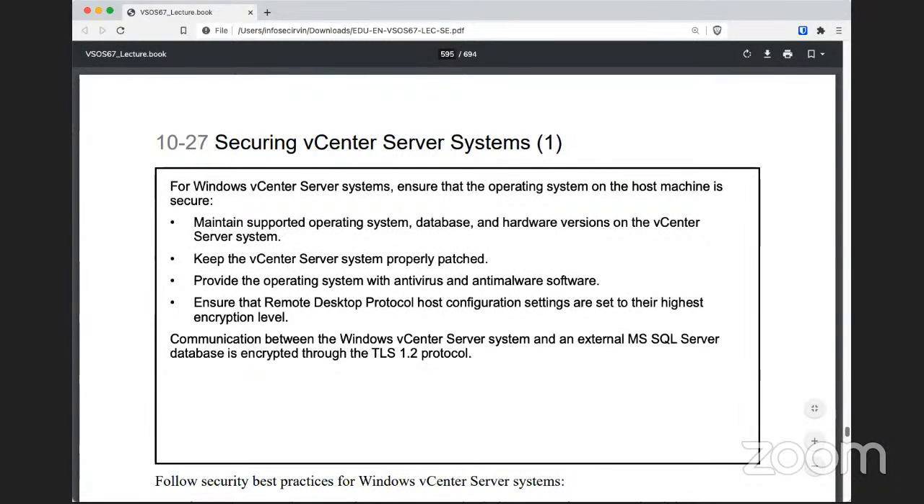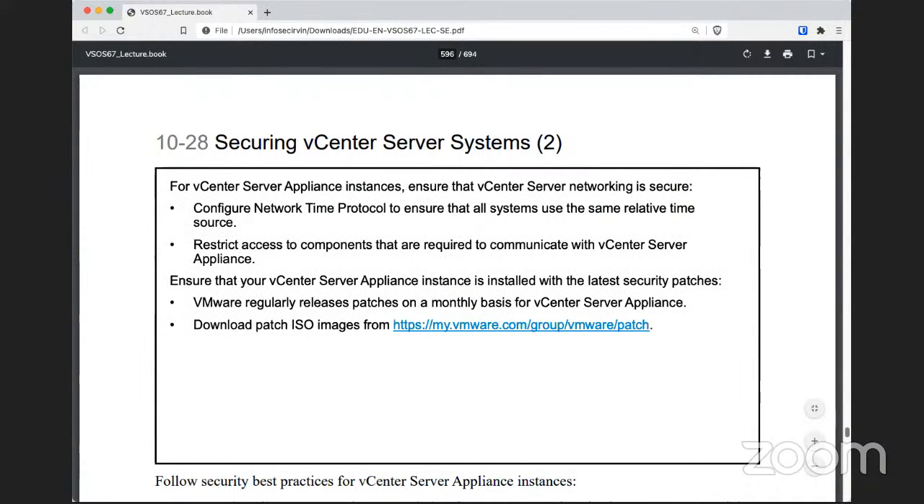If you are running vCenter on Windows, there are a number of things you can do. Like RDP should be set to the highest level. Honestly, you shouldn't be using RDP because RDP itself has been broken. So you would want to use another way to get remote control in a more secure fashion. For systems that are using the appliance, make sure that NTP is running from a reliable time source like pool.ntp.org. Restrict access to the components. Make sure that it is fully up to date.